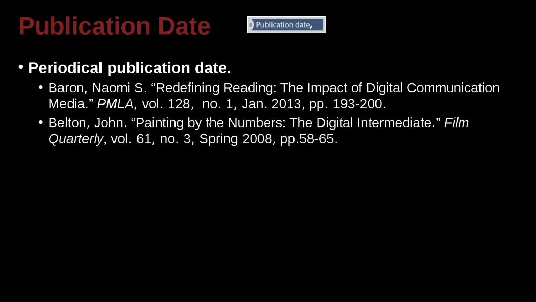Belton, John, Painting by the Numbers, the Digital Intermediate. Film Quarterly is the name of the journal. You've got a volume number, a number, and then this journal uses the season, spring 2008. Okay? If that's the way the journal does it, then that's how we copy it.